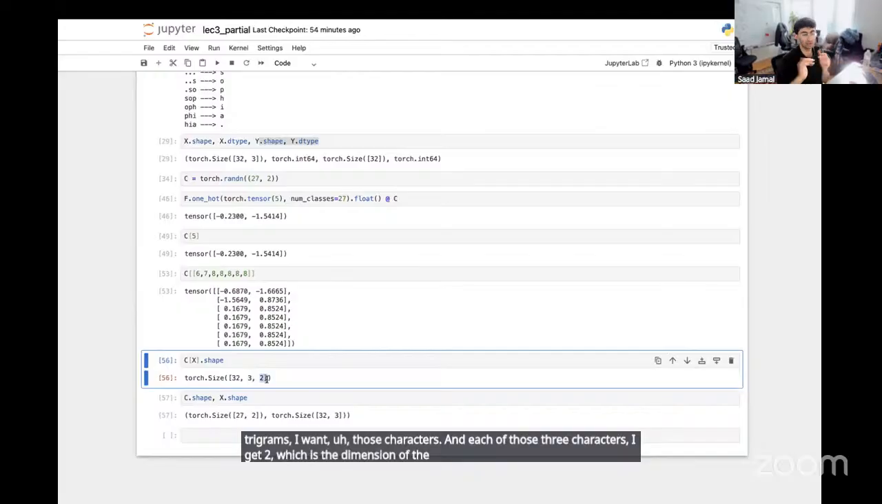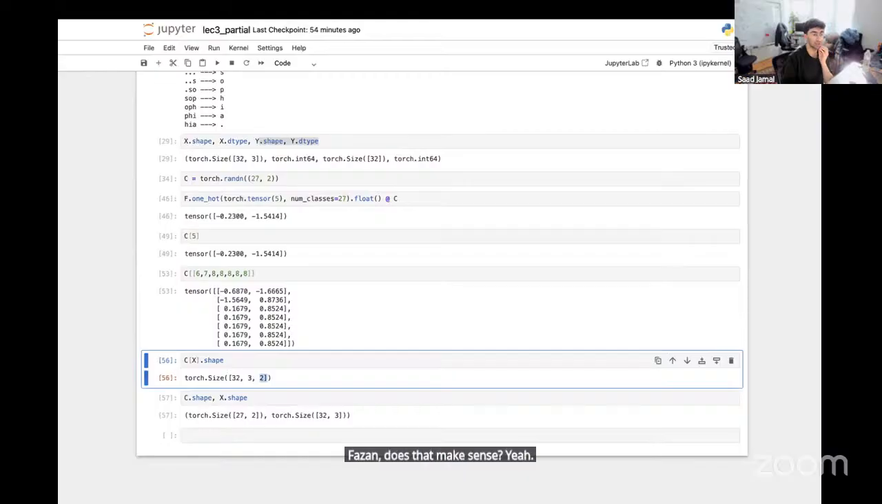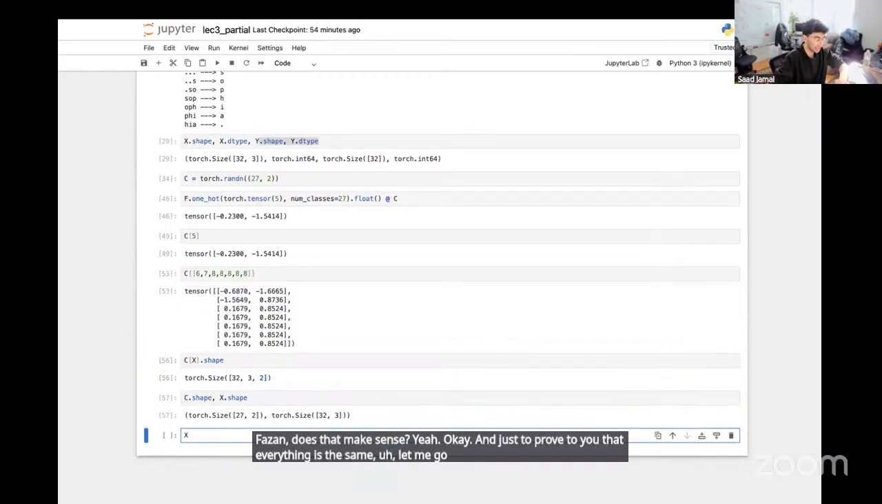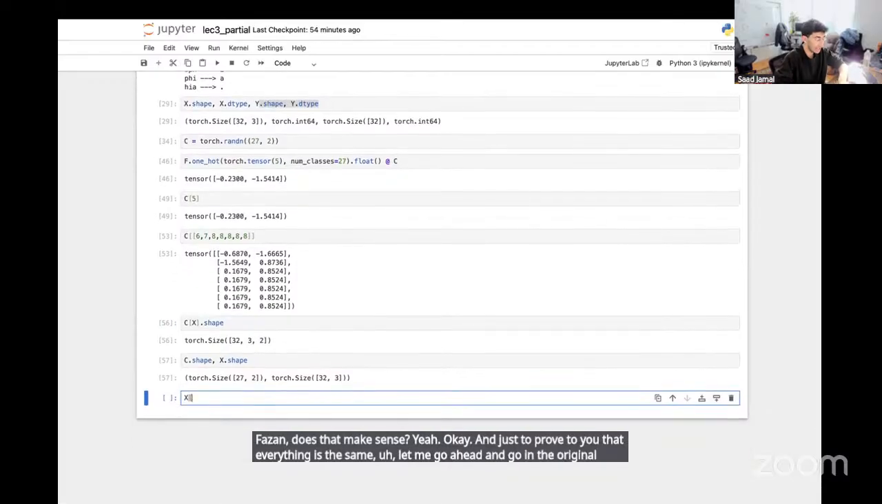So I basically end up with a three-dimensional tensor. Does that make sense? Yeah. Okay, and just to prove to you that everything is the same, let me go into the original data X. If I were to do the 13th example, and take the final character in the trigram, right?